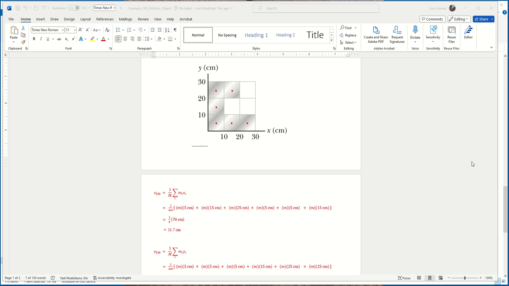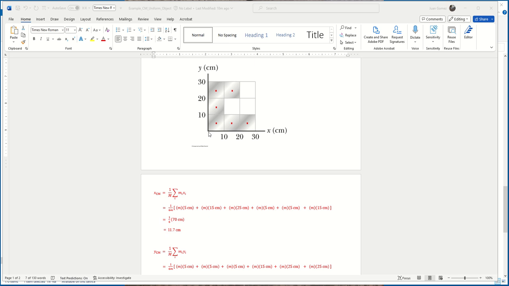But all the m's are the same, so we don't need m1, m2, m3, etc. Just call it m. Outside the brackets, you have 1 over 6m. And the little m's cancel, because each little m in the brackets cancels with the little m in the denominator out front. So then you just have 5 plus 15 plus 25 plus 5 plus 5 plus 15. That gives you 70 centimeters. So outside you have the 1/6, in the brackets you get 70 centimeters. So the XCM is 1/6 times 70 centimeters, which is 11.7 centimeters.